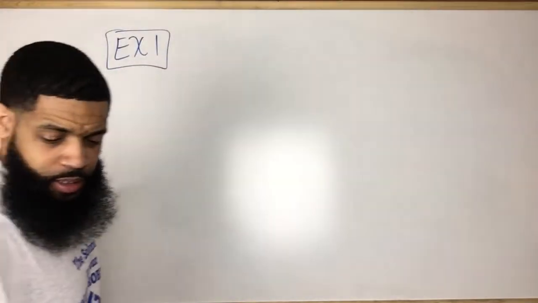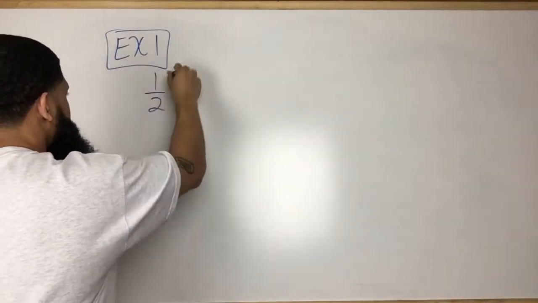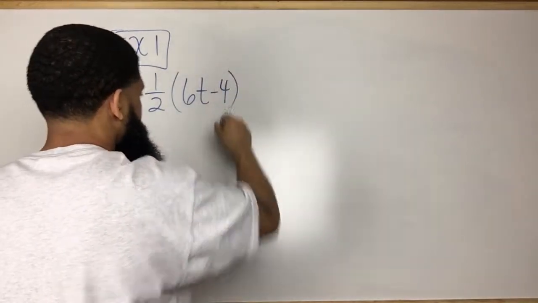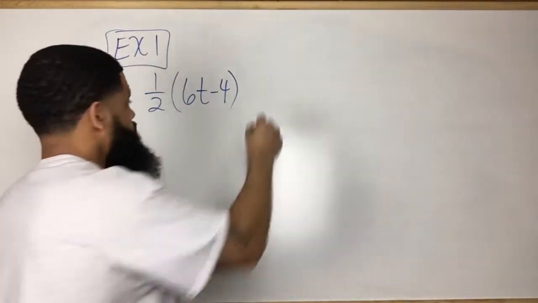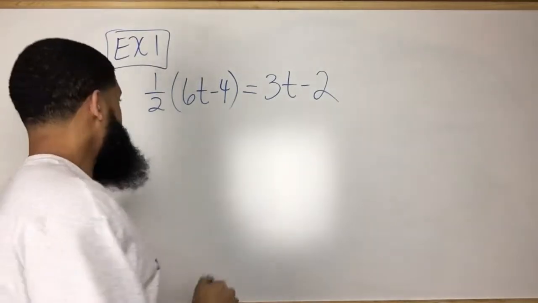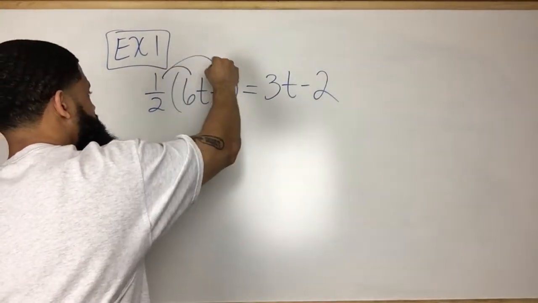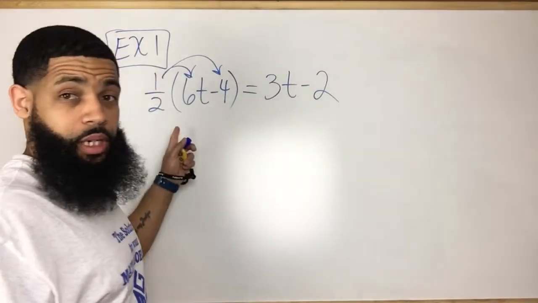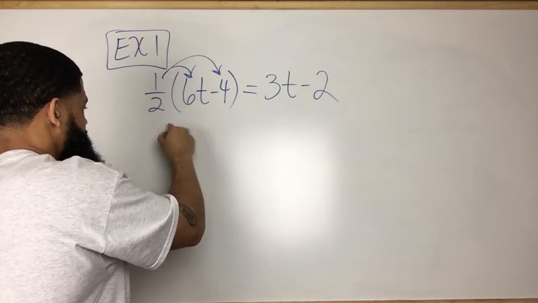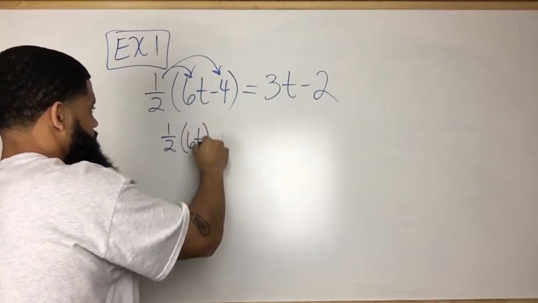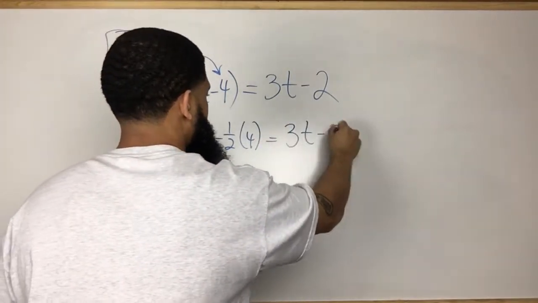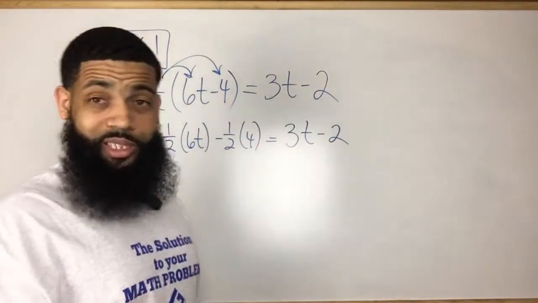It is 1/2 times 6t minus 4 is equal to 3t minus 2. All right. We must use the distributive property on the left-hand side because we have a constant next to a set of parentheses. So 1/2 times 6t minus 1/2 times 4 is equal to 3t minus 2. There's nothing we can do on the right side just yet.